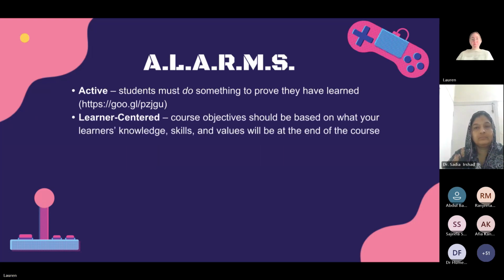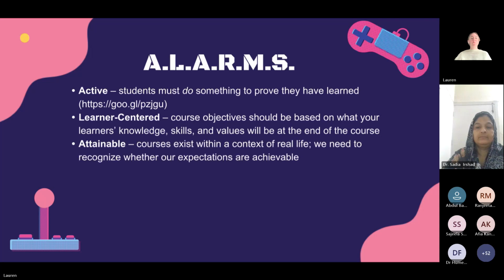The next is learner-centered. So course objectives should be based on what your learner's knowledge, skills, and values will be at the end of the course. Right? You don't want to have objectives that are centered around what you're going to do. You want objectives centered around what your learners are going to do. They should be attainable, right?